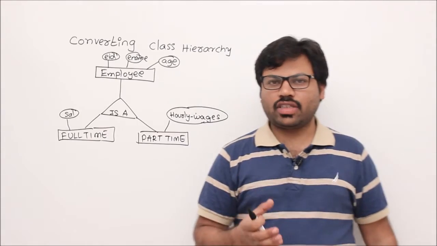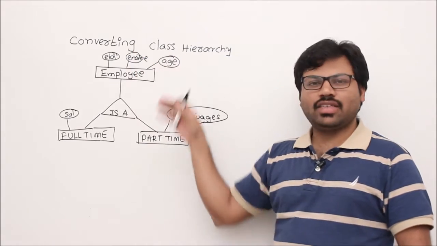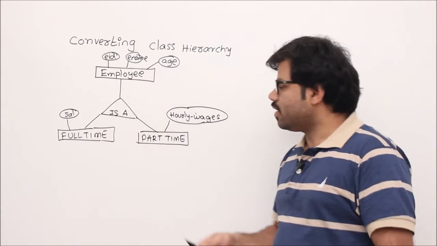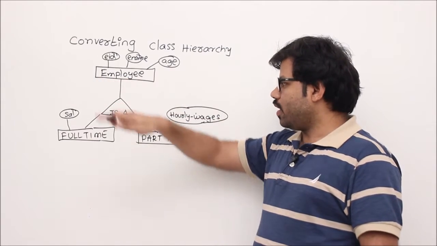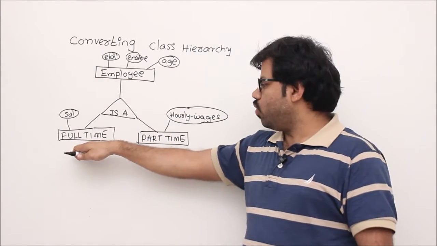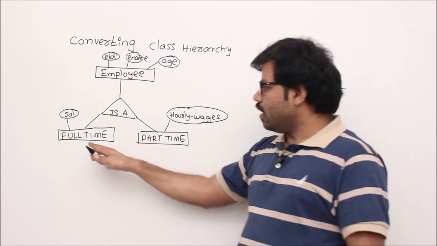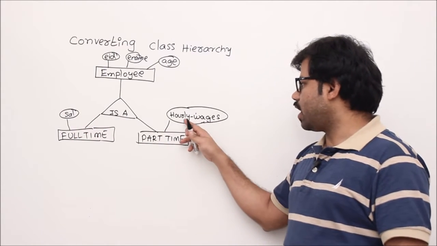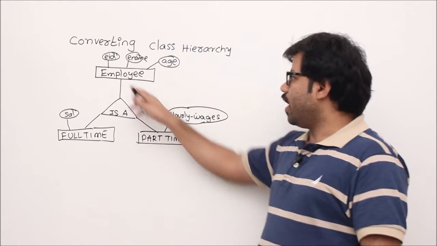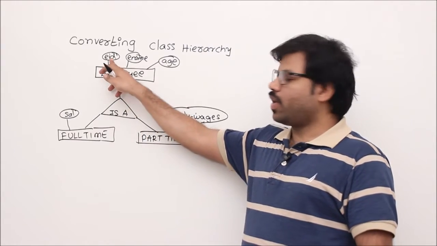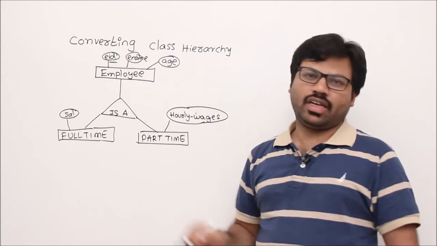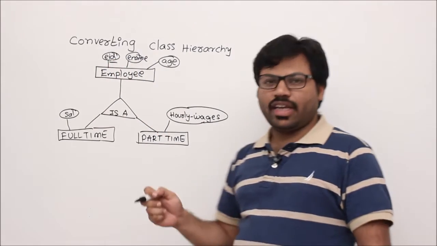Okay, now we'll see one more thing, how to convert class hierarchies into tables. It's quite easy, so we can easily understand it. Example: this superclass employee is divided into subclasses full-time and part-time. The full-time employee has salary and the part-time employee has a special attribute, hourly wages. The common properties of employees are employee ID, employee name, age. Let's say I make employee ID the primary key. So how to create tables for it?